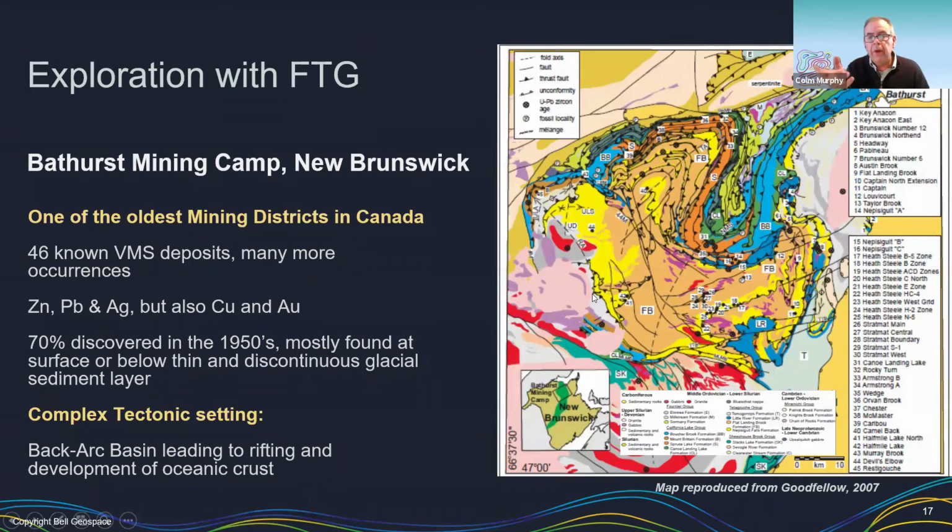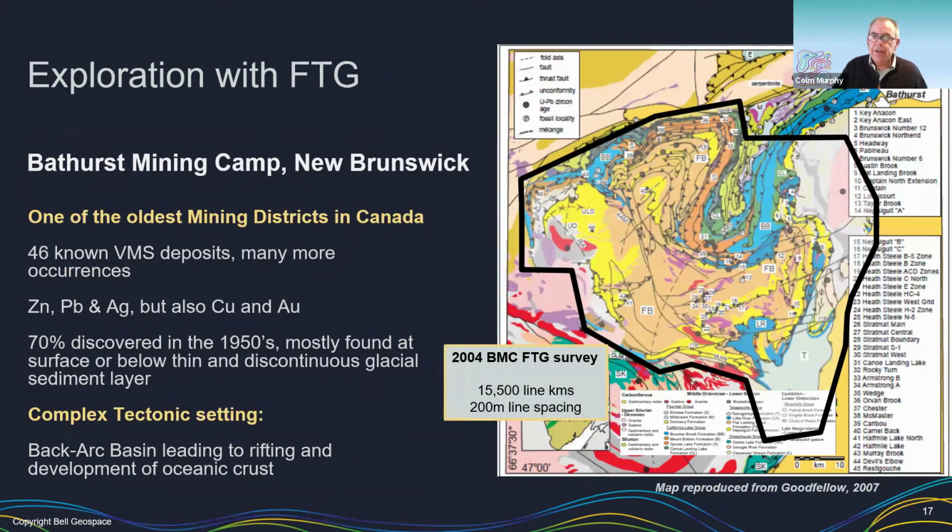New Brunswick was a primary producer of zinc and lead in its day, and back in the early 2000s, it's generally considered that they needed to find more in order to prolong the life of the mines and activity in the area. As part of that exercise, Noranda Exploration, with the government in New Brunswick, commissioned an FTG survey of 15,500 line kilometers at 200 meter line spacings. This is the survey polygon that we acquired.